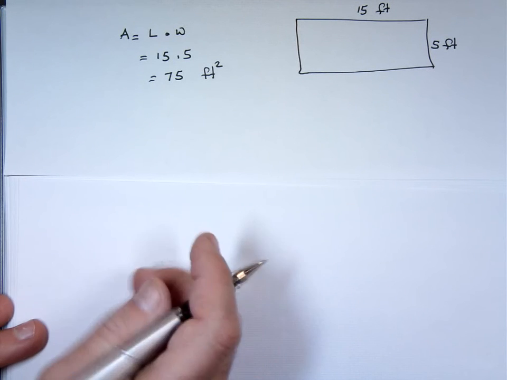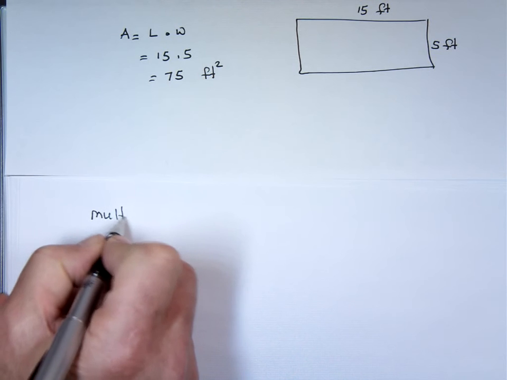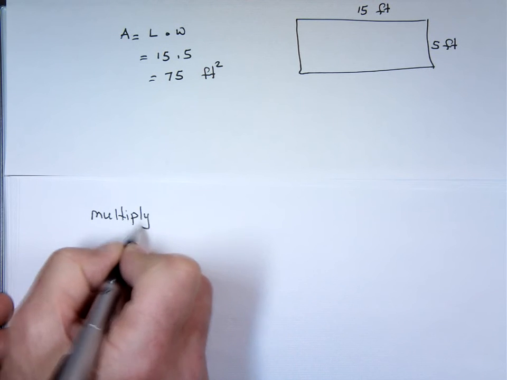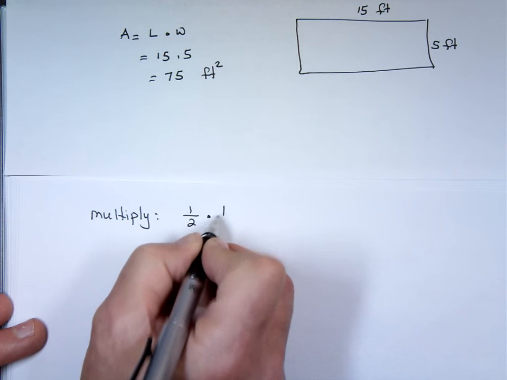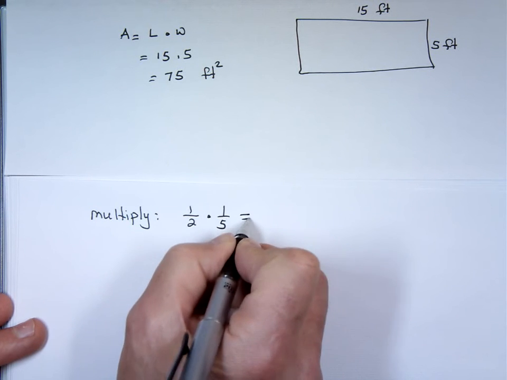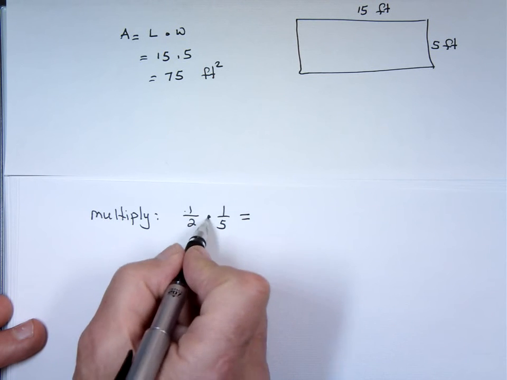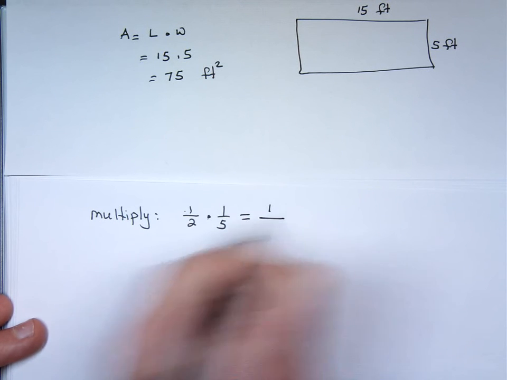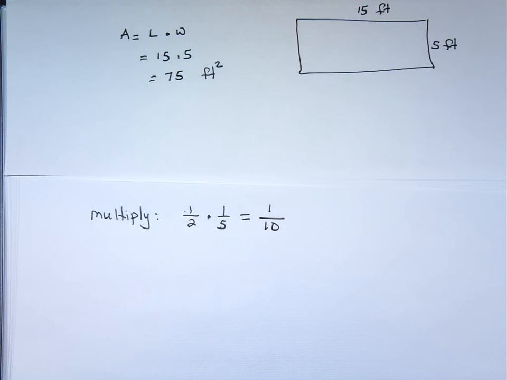The next question, multiply. Going back to fractions, because I know you love them. How do you multiply? Top times the top, bottom times the bottom. 1/10.